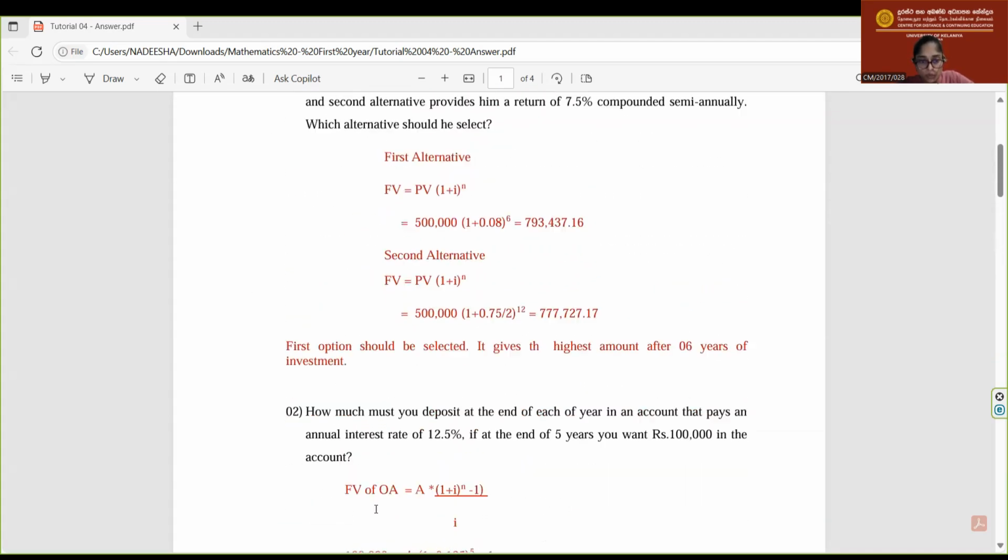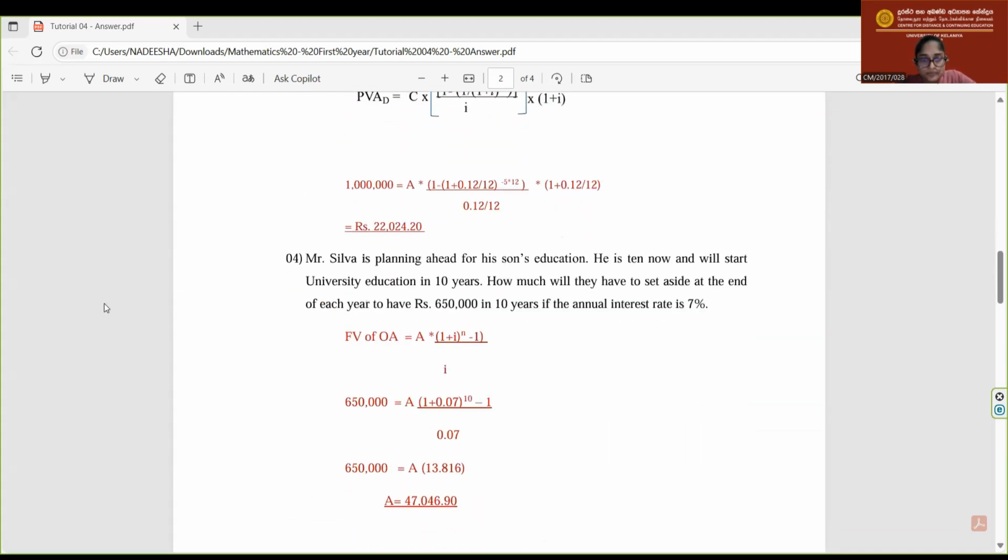It's the same as question number 2, right? The question directly gives you to have rupees 650,000 in 10 years, right? How much will they have to set aside? Therefore it's kind of a future value. Why? By reading you can understand it's an ordinary annuity thing because it is at the end of each year. So to have rupees 650,000 in 10 years means of course it's a future value, right?